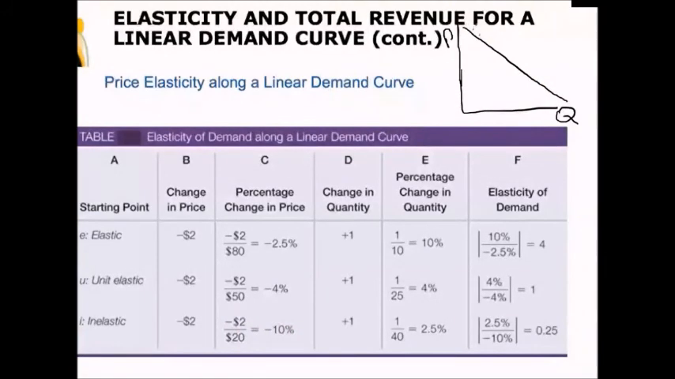Now we look at quantity, we have the same increase of 1 unit. However, it's an increase of 1 unit from a much larger initial quantity, so the percentage change is much smaller. And when we look at elasticity, we get a much smaller elasticity, and it's an inelastic portion of the demand curve.